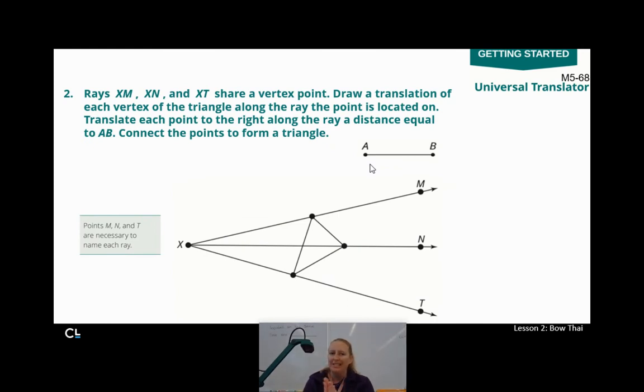I have rays. I have ray XM, XN, and XT. And they share a vertex point, right? They all share X. So instead of parallel lines, I've now got a bunch of rays coming out at me. But I want you to do this again.